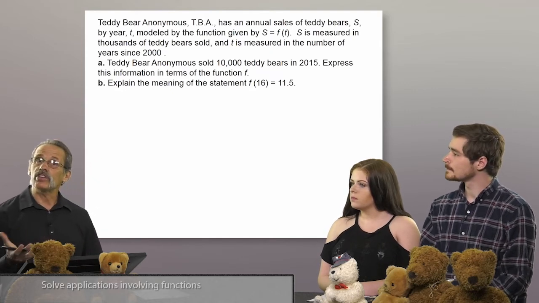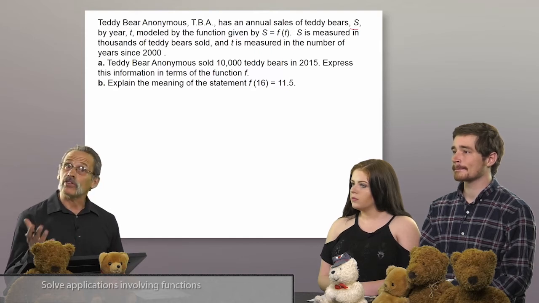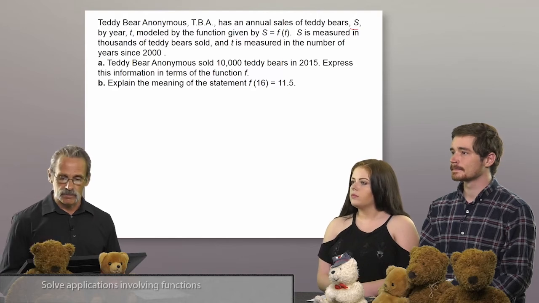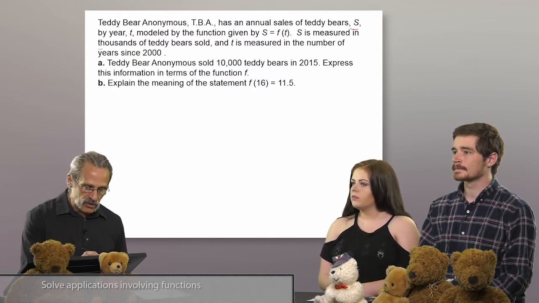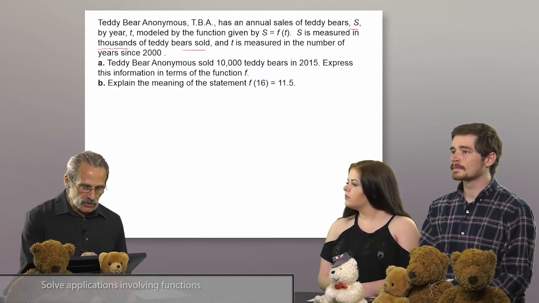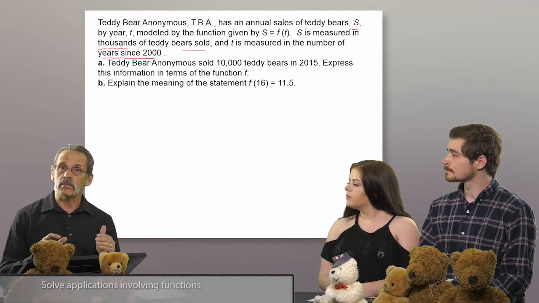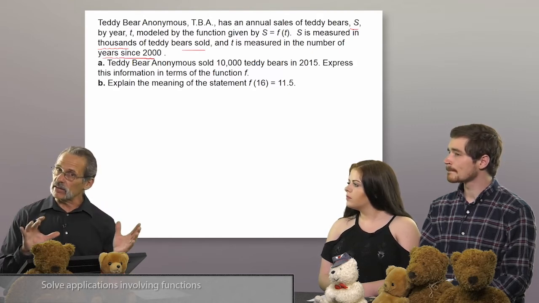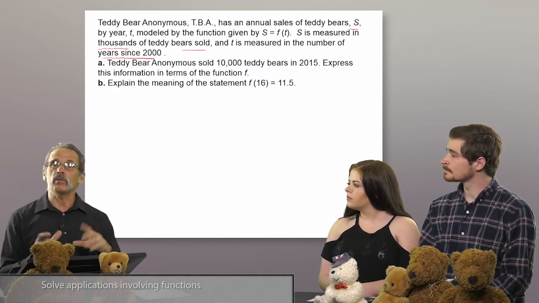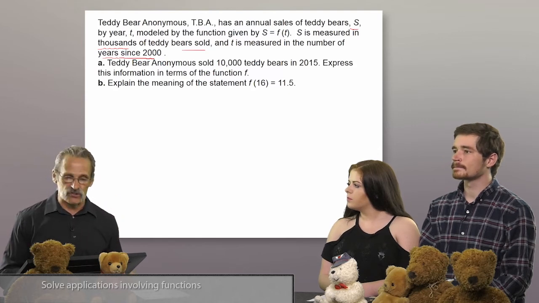Teddy Bear Anonymous, or TBA, has annual sales of teddy bears S by year T, and it's modeled by the function S is equal to f of T. S is measured in thousands of teddy bears sold, and T is measured in the number of years since 2000. We're going to look at parts A and B. Part A will take a sentence and ask us to write it in function notation, while part B will reverse the situation: given the function notation, let's come up with a sentence.